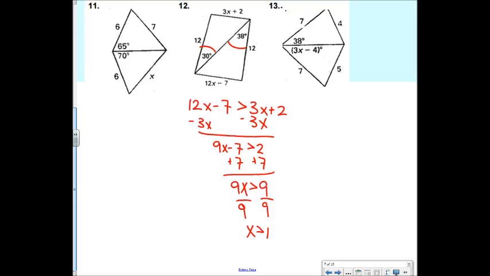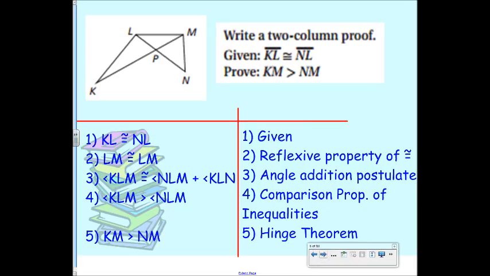So we're going to look at a 2-column proof using the Hinge theorem. So here's just an example. All right, given that KL is congruent to NL, so KL is congruent to NL.